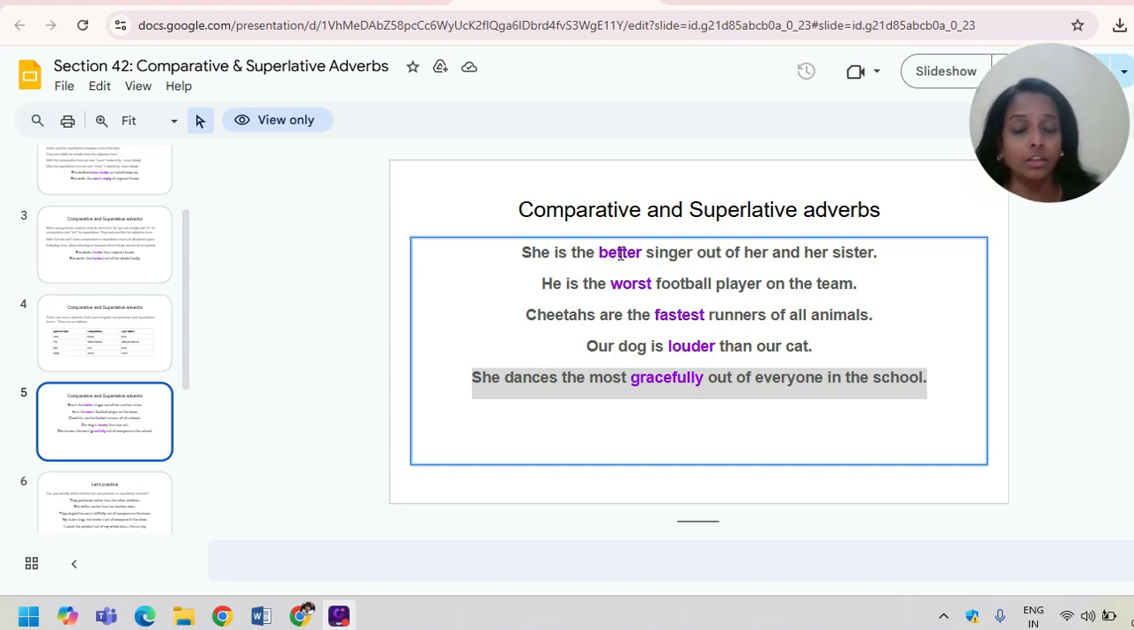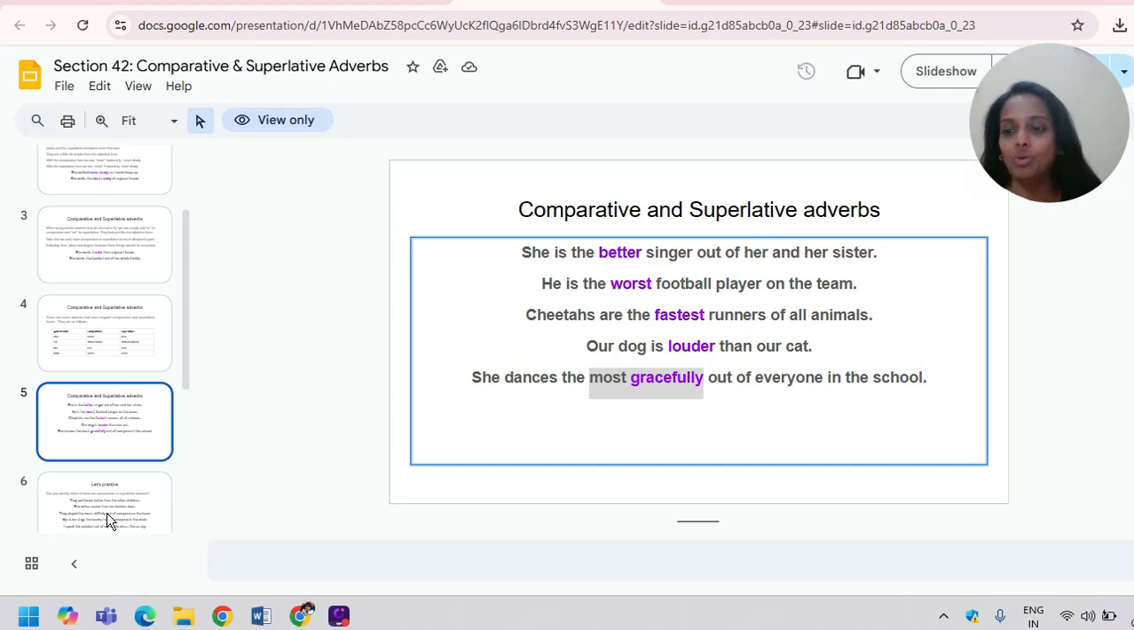So if you see here the words better and worst, they are the irregular forms of well and badly, right? And fastest, louder, they follow the regular rules but are included here in order to show the variation. Got it? And most gracefully, this again returns us to the ly rule. Gracefully is long and elegant, so we stick with most. So this variety is exactly why mastering these forms is so valuable. They show precision and style in your language.